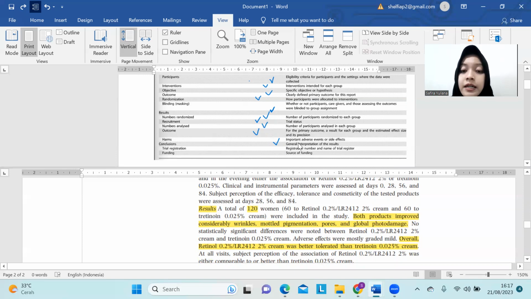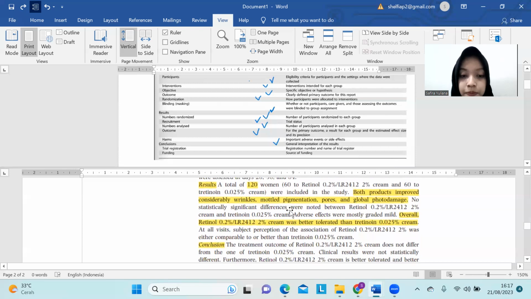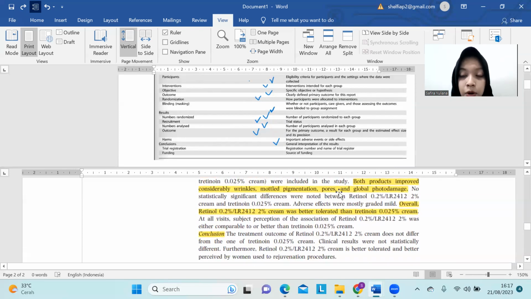Next, we are going to the recruitment. The recruitment is the trial status. Trial status is about this one. Both products improve the condition. And next, we are going to the number analyzed.